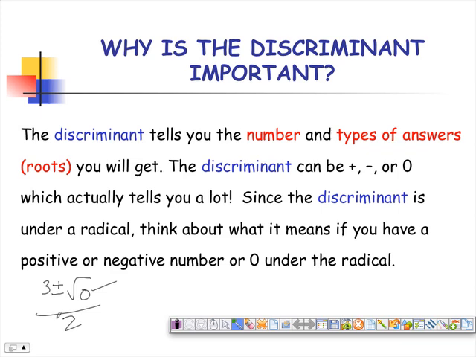What type of answer is it? What type of answer is that? Rational. And real, technically. They're all real. Now, what if I got a discriminant of b squared minus 4ac equal to negative 2? What do you think about that?